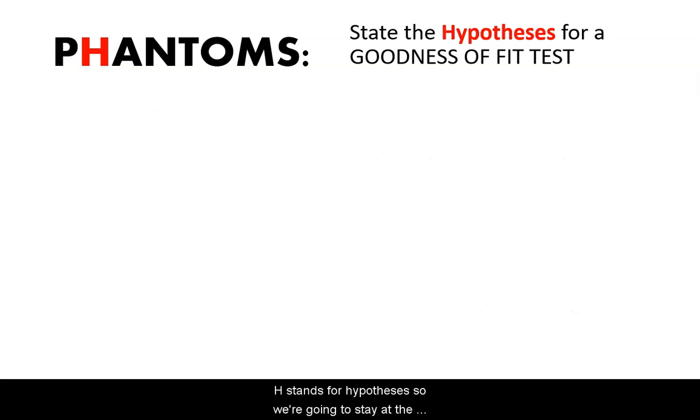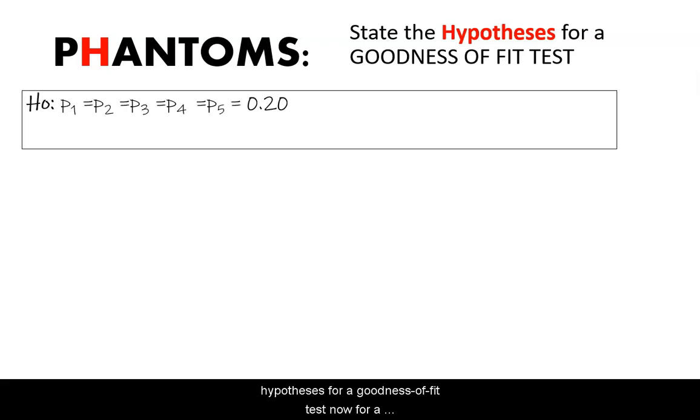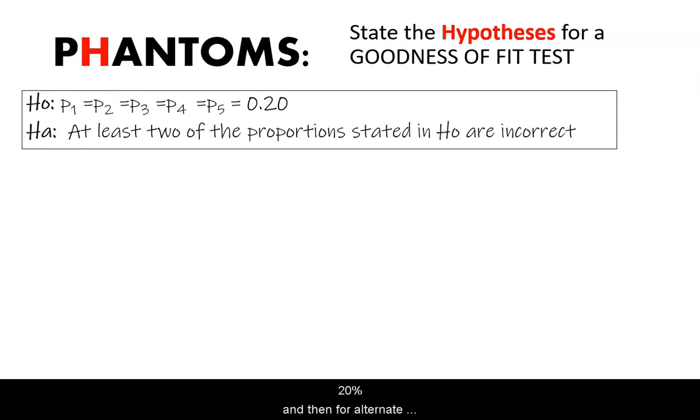So H stands for hypotheses, so we're going to state the hypotheses for a goodness of fit test. Now, for a goodness of fit test, basically we're saying, I think my hypothesized proportions are as stated. So going back to that, uniformly distributed over 5 categories, 1/5, 1/5, 1/5, 1/5. My null hypothesis might mean that P1, P2, P3, P4, and P5 are all equal to each other, and they are equal to 20%. And then for our alternate hypothesis, we would say at least 2 of the proportions stated in the null hypothesis are incorrect.